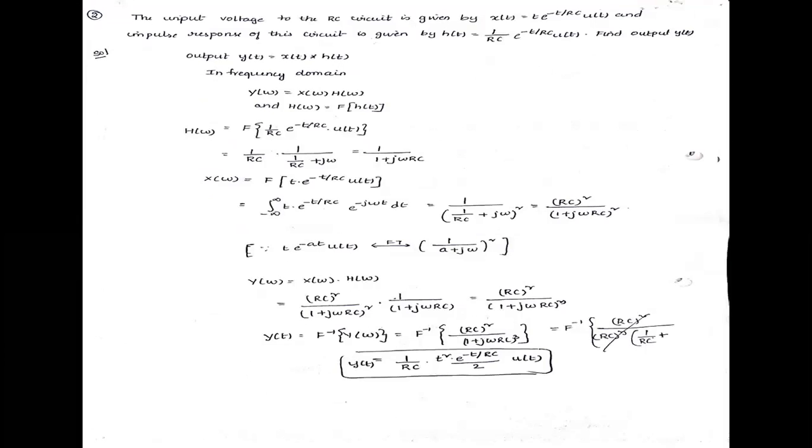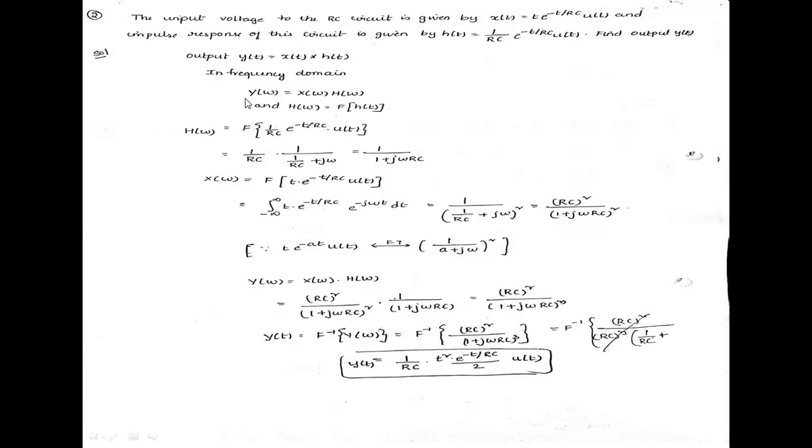Next one, you can see, my dear friends. Second example: the input voltage to the RC circuit is given by s(t) = t e^(-t/RC) u(t), and the impulse response h(t), my dear students, of the circuit is given by h(t) = (1/RC) e^(-t/RC) u(t).